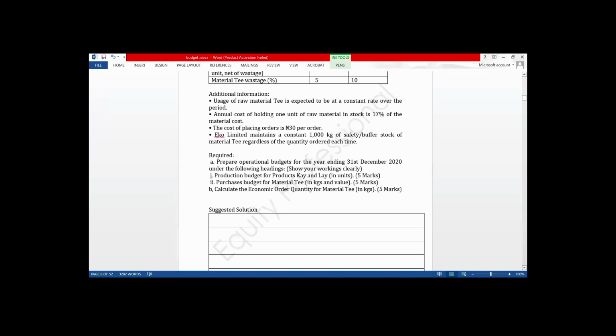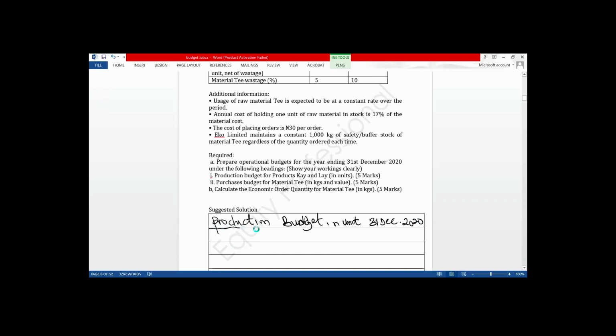I think this question is very clear. We are required to prepare the production budget. You can refer to the specimen you are given. So I will move straight to this. Production budgets in units, for the year ended 31st December 2020.